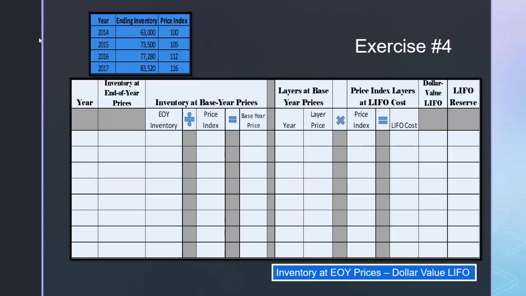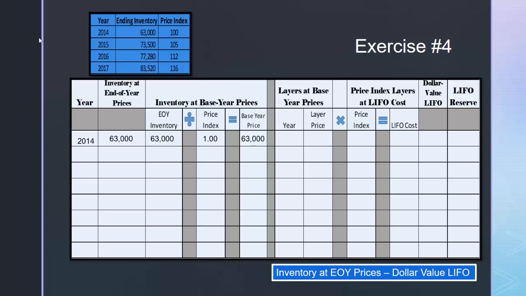So to do this conversion from FIFO to LIFO, we're going to need a chart that looks a little something like this, and let's start with our base year of inventory, which is 2014. Our inventory at end of year prices was $63,000. Well, if we bring that over and divide it by that year's respective price index, we convert it to what inventory would have cost in the base year. Well, it's $63,000. Why? Because 2014 is our base year. Inventory that cost $63,000 would have cost $63,000 in 2014. This is always going to be true of your first year because your first year is that base year. You can't convert something back to a year's prices when it is the current year.